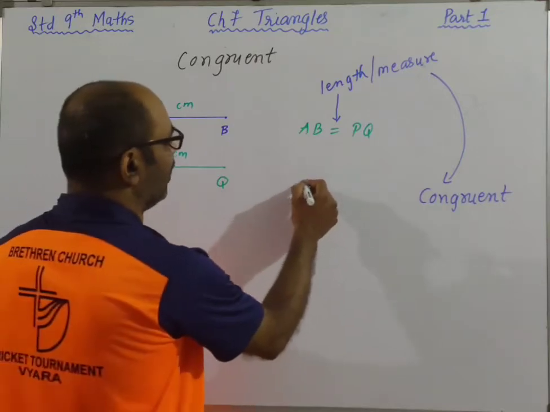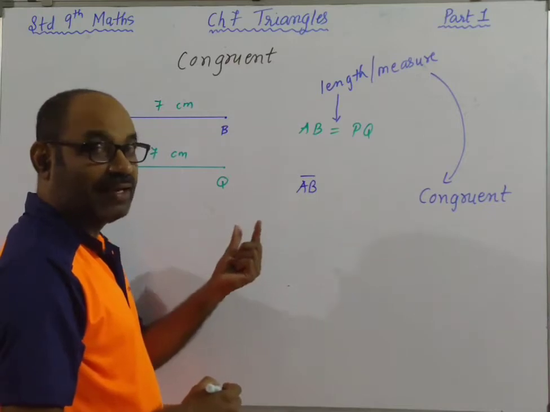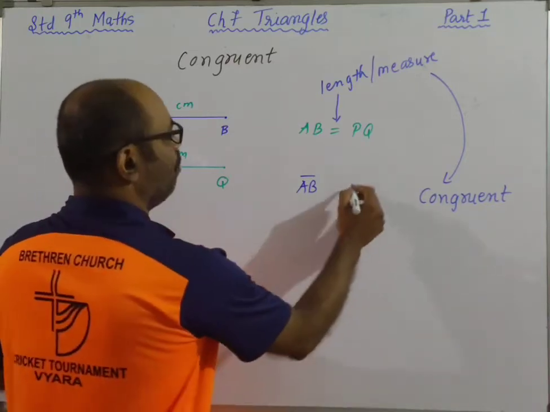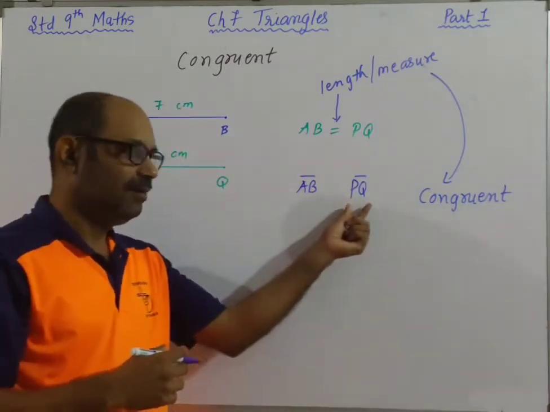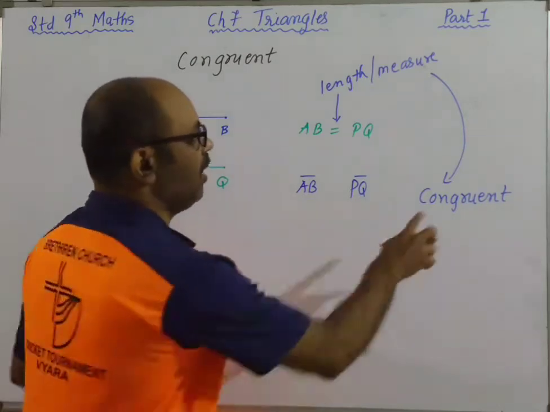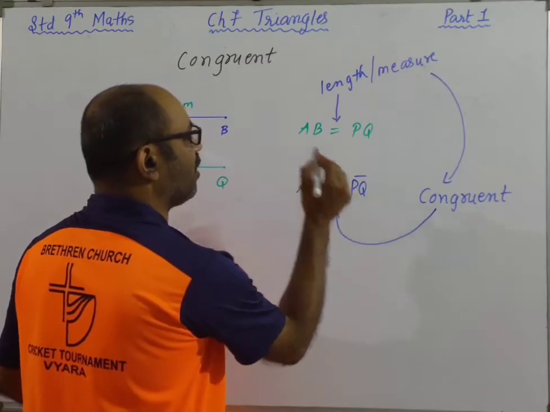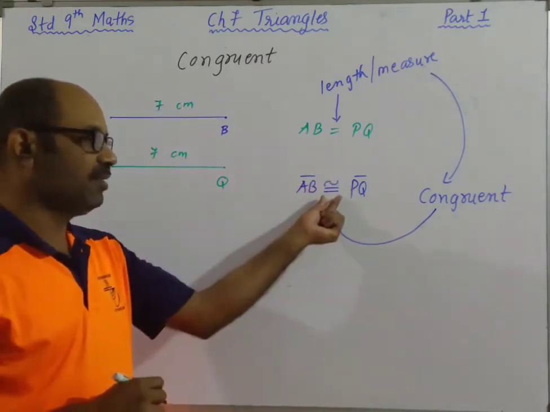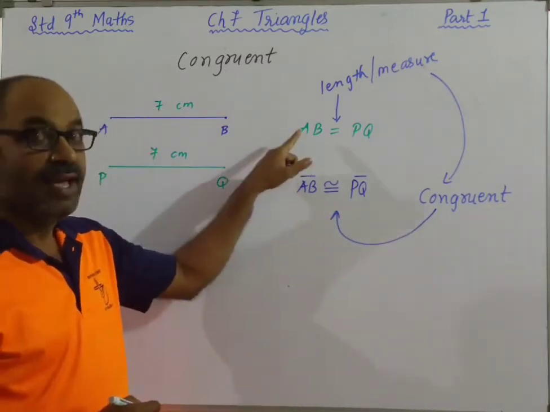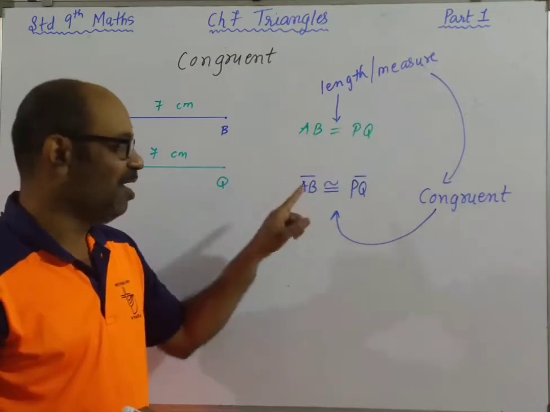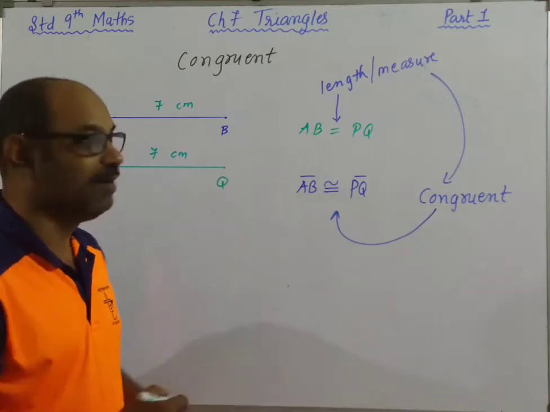And it can be written like this: AB with a line segment bar on top, PQ with a line segment bar on top, and the symbol of congruent, an equal to sign with a curved one on top. This is the symbol representing congruent. How do you read this? AB is equal to PQ. And how do you read this? Line segment AB is congruent to line segment PQ.